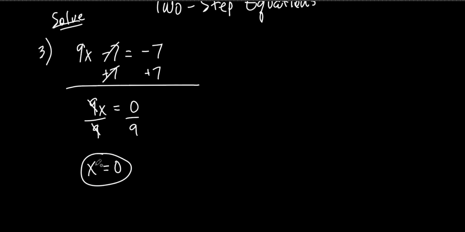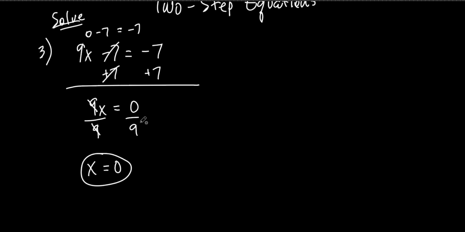You don't have to do this, but if you have time left over, I'd plug it back in, just make sure it works. Put the 0 back in for this x right here. What's 9 times 0? 0. What's 0 minus 7? It's negative 7. So does it work? Yeah, it works. All right, that's what I would do if I were you.